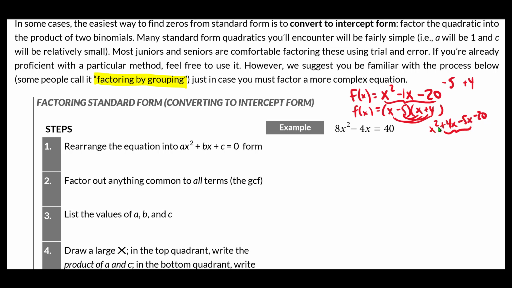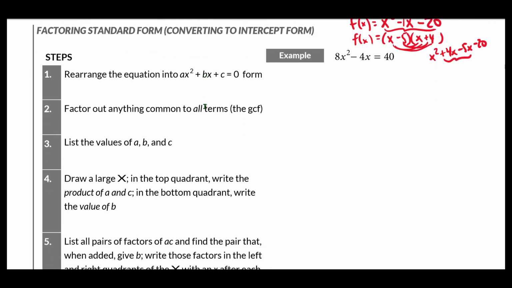And this method is going to be fine in the vast majority of cases where you might want to factor a standard form quadratic. However, again, it might be good to know a more robust, more systematic way of factoring quadratics, just in case you get a quadratic that is a little bit more complicated, a little bit messier. So, how are we going to do this? How are we going to factor a standard form quadratic and convert it into factored or intercept form?